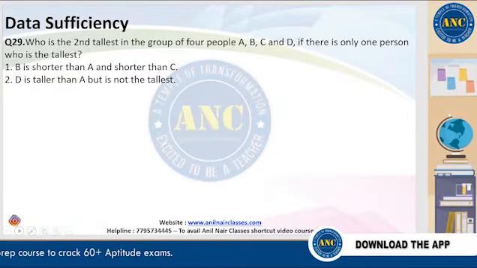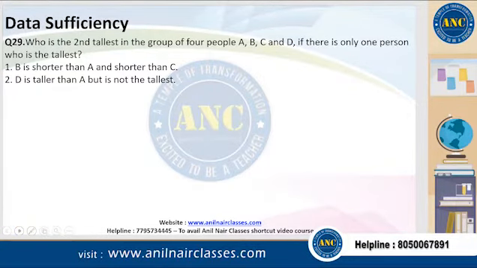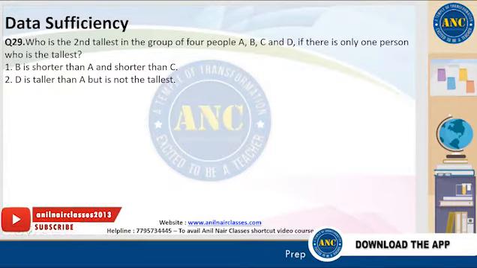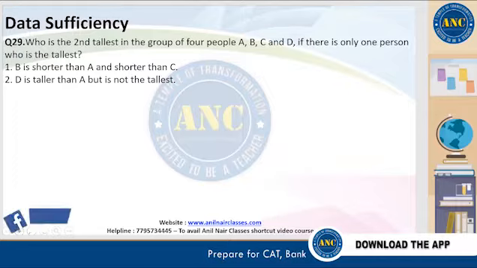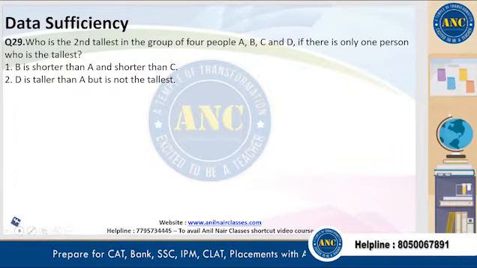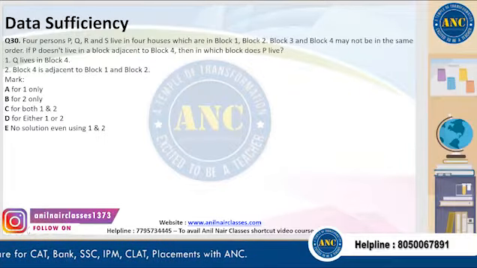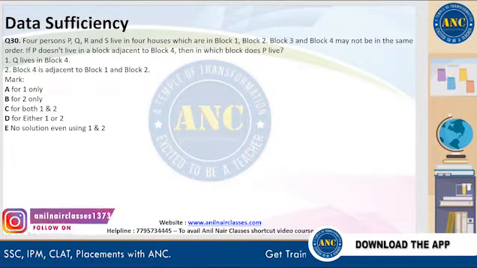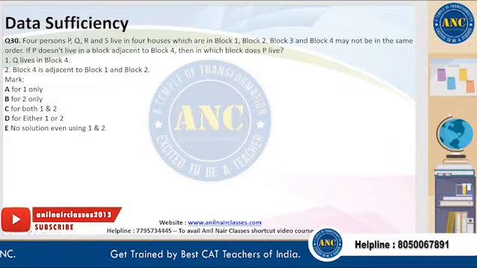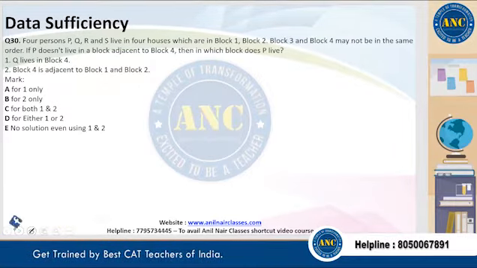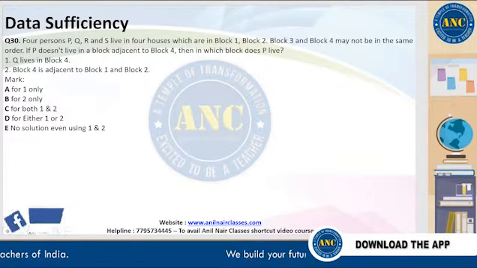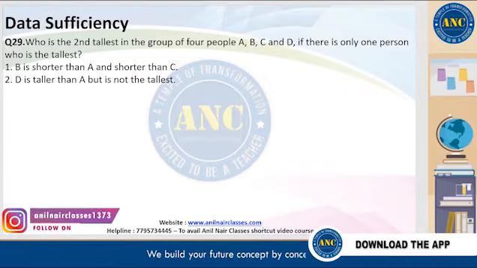Data sufficiency has its own rules and its own methods to work with. Of course, I'm not talking of the math part or the reasoning part. There's a method to work for. That's simply what we're trying to do. So in data sufficiency, normally you'll get answer options like this: mark A if only one is valid, mark B if only two is valid, C if both one and two are valid, D for either one or two, E no solution even using one and two together.